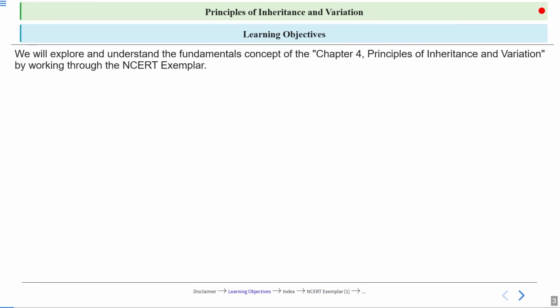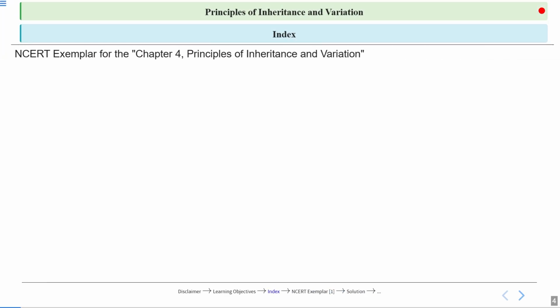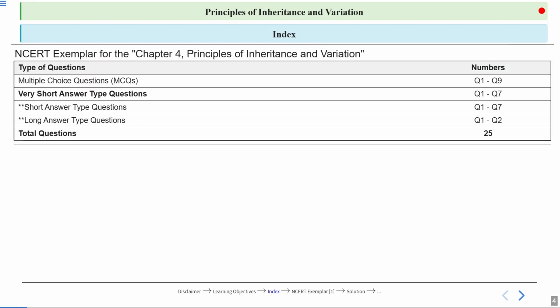So today we'll be understanding the basic concepts of the chapter Principle of Inheritance and Variation by working through NCERT Exemplar questions. There are multiple choice questions, very short answer type questions, and long answer type questions. In total, we'll be discussing 25 questions today.